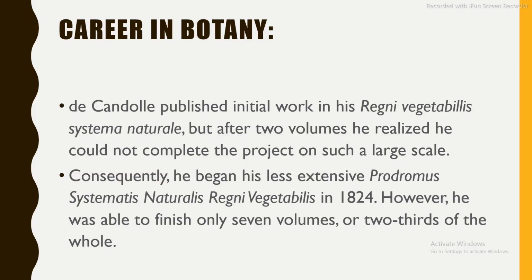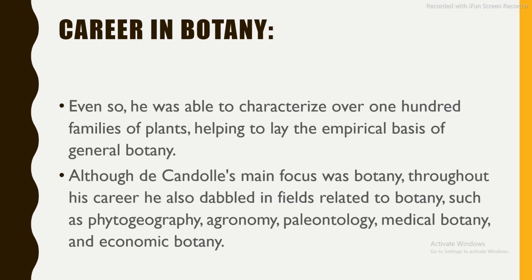De Candolle published initial work in his Regni Vegetabilis Systema Naturale, but after 2 volumes he realized that he couldn't complete the project on such a large scale. Consequently, he began his less extensive Prodromus Systematis Naturalis Regni Vegetabilis in 1824. However, he was able to finish only 7 volumes and two-thirds of the whole. Even so, he was able to characterize over 100 families of plants, helping to lay the empirical basis of botany.